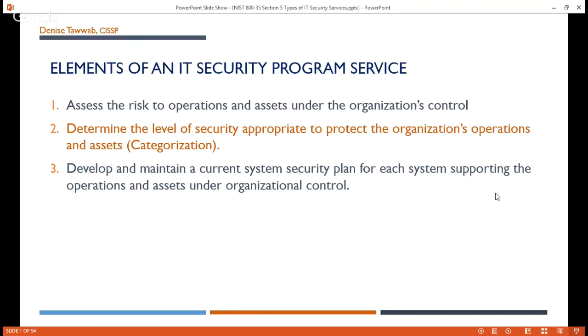Obviously, if you're the Department of Defense, you've got a high-level critical system, you're going to secure it one way. If you are the public library, yes, you have systems to secure, but the need to get it right and the criticality of what can happen if there is some kind of breach is going to be very different. And then they can help you develop and maintain a current system security plan for each of the systems that supports your operations.